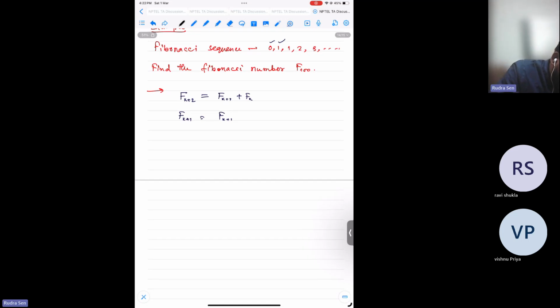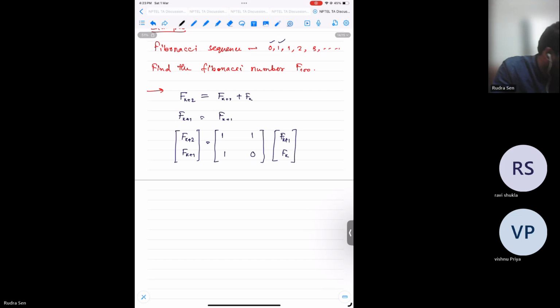So this is F(k+2), this is F(k+1), right? And then we can write it in a matrix vector format. This is 1, this is 1, this is 1, and this is 0, multiplied with F(k+1) and F(k), right? So this is now your A matrix. You need to find the 100th number.